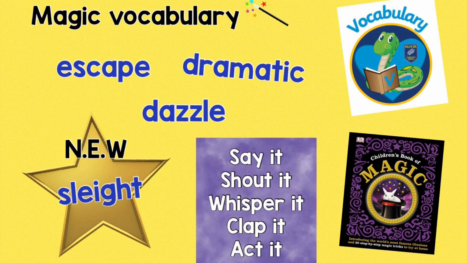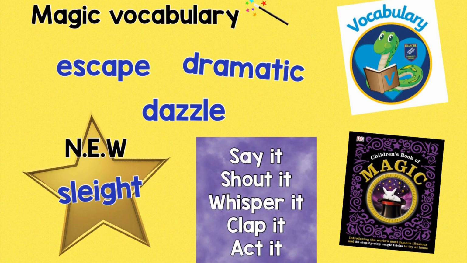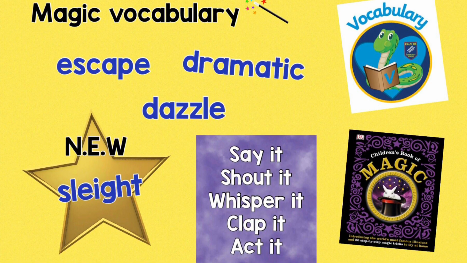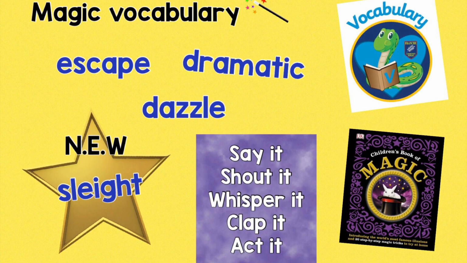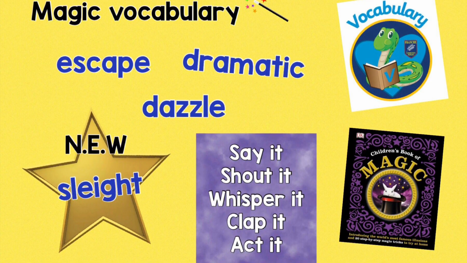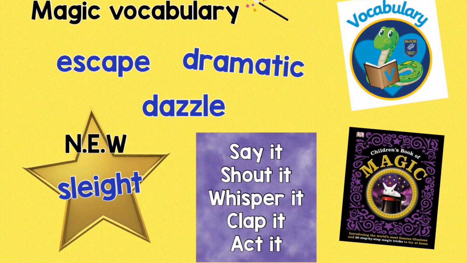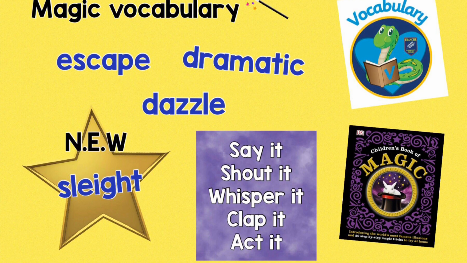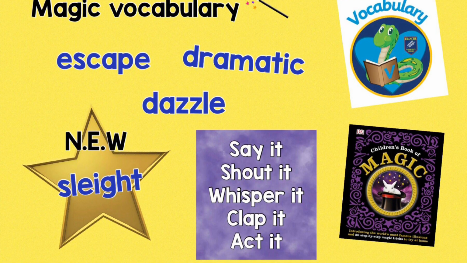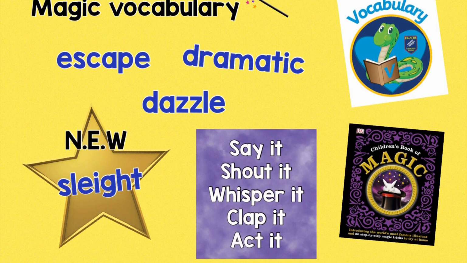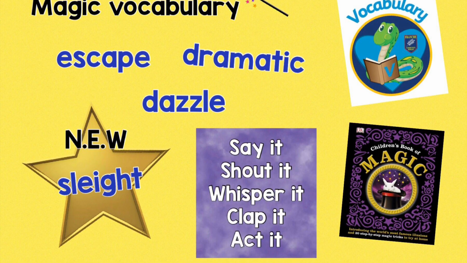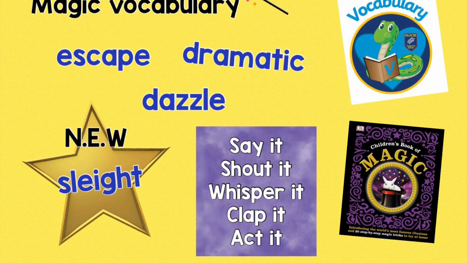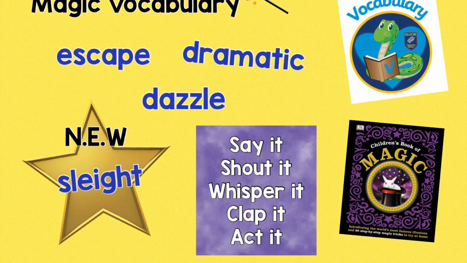And we've also got a new exciting word today, which is sleight, as in the magician showed sleight of hand. It is a skill. Sleight of hand is a set of secret, skillful actions used to hide what a magician is really doing in order to complete a trick. Let's say it, sleight, shout it, sleight, whisper it, sleight, clap it, sleight. Just one syllable in sleight. Act it. How could you show sleight of hand when doing a magic trick?